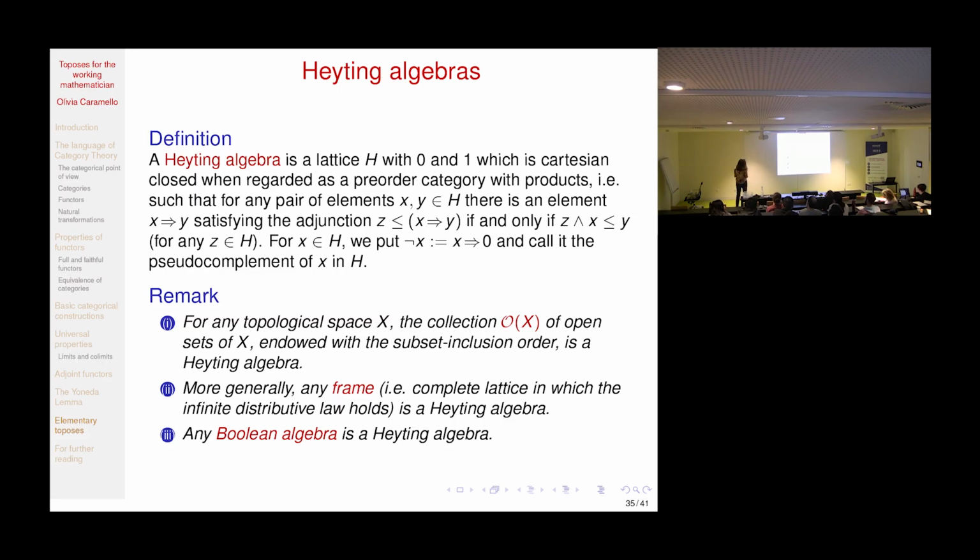So of course there are toposes in which classical logic holds. These are the so-called Boolean toposes, but most of the toposes that arise in practice don't satisfy this law.